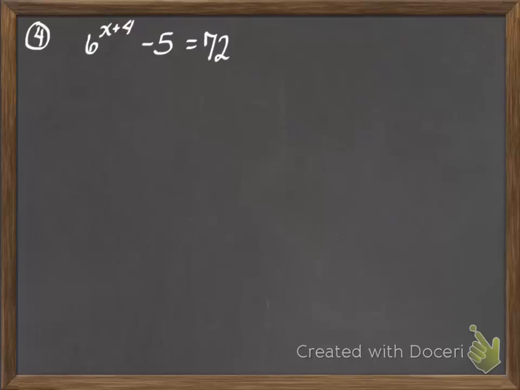So let's do 2 more. These 2, we're going to have an extra operation. Up to this point, we've only had the exponent problem set equal to a number. Now we have another operation. And so we need to first get the exponent portion by itself. This portion needs to be isolated first. So what would I need to do that? Add 5.